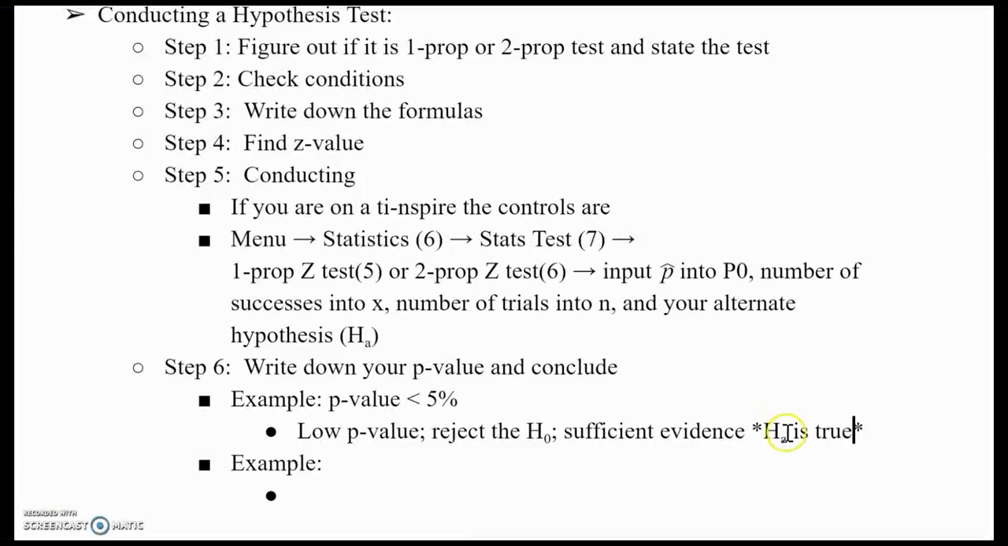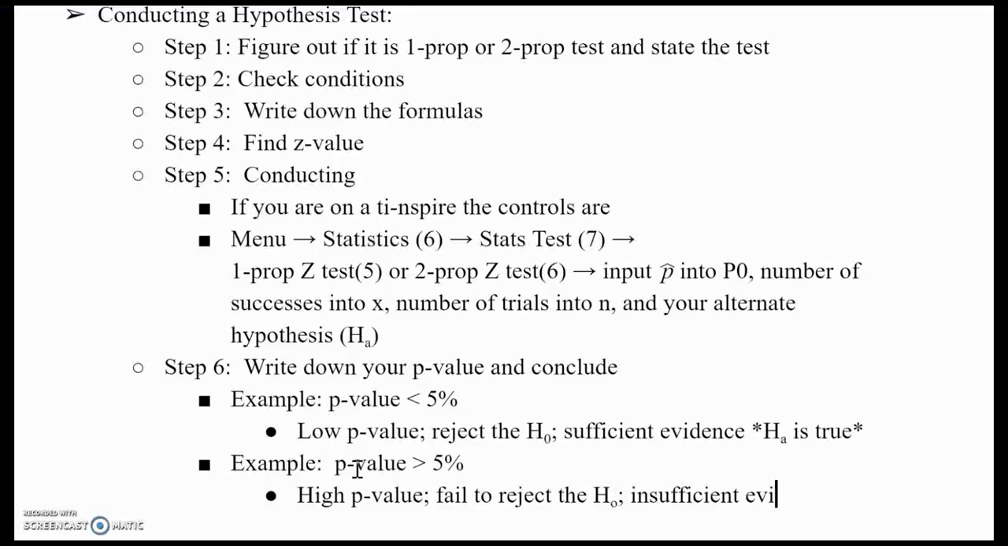For the conclusion, you would always write it in terms of the alternate hypothesis. So you would put sufficient evidence that your alternate is true, which you can think of as sufficient evidence that your null is false, but you would have to write that the alternate is true. So if your alternate was that your proportion is not equal to 0.4, you write sufficient evidence that the proportion of whatever your sample is looking at is not equal to 0.4. Now if your p-value is greater than 5%, this means you got a high p-value, you would fail to reject the null hypothesis, and insufficient evidence that your alternate hypothesis is true.